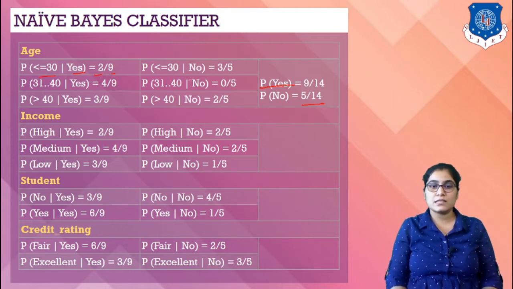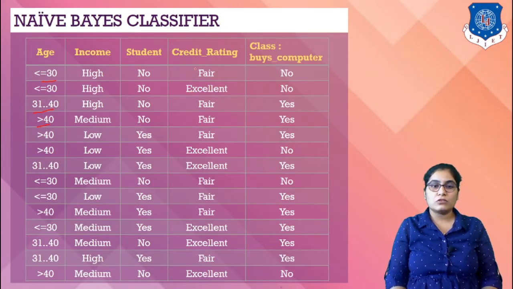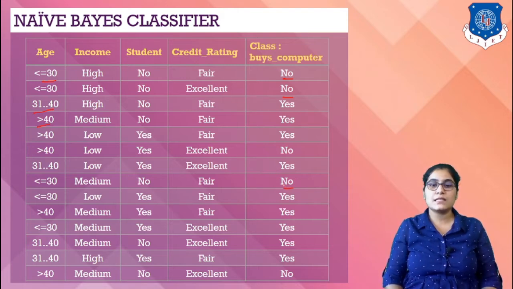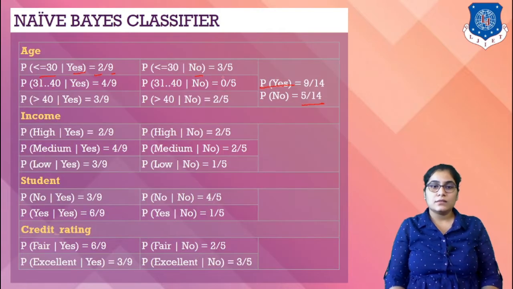Now let's check for less than or equal to 30 and label is no. We know that out of these 14 records, there are a total of 5 records that have class label no. Now let's check how many of these records have an age value less than or equal to 30. As we can see, there are a total of 3 records that have class label no and age value less than or equal to 30, and that is why the probability of age less than or equal to 30 and no is 3 by 5. We will repeat the same step for age value 31 to 40 and class label yes.